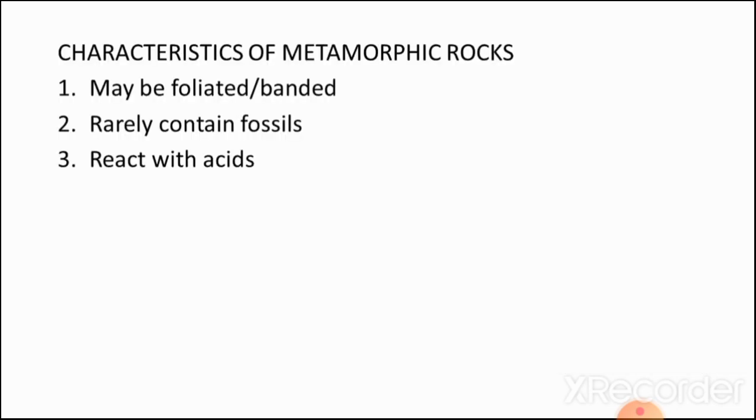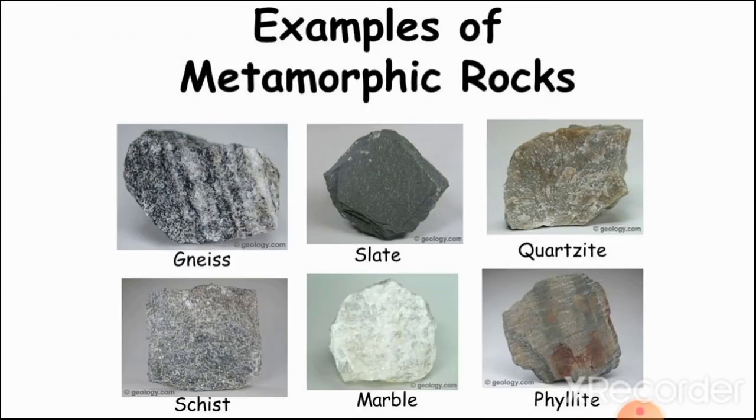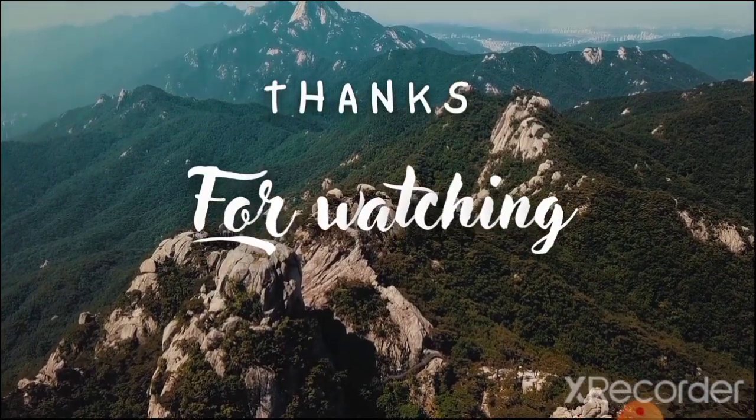The characteristics of metamorphic rocks are: they may be foliated, contain or hardly contain fossils, and they react with acids. Examples of metamorphic rocks are gneiss, slate, and so on.